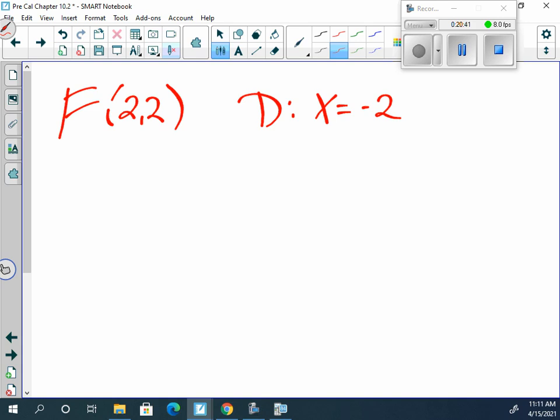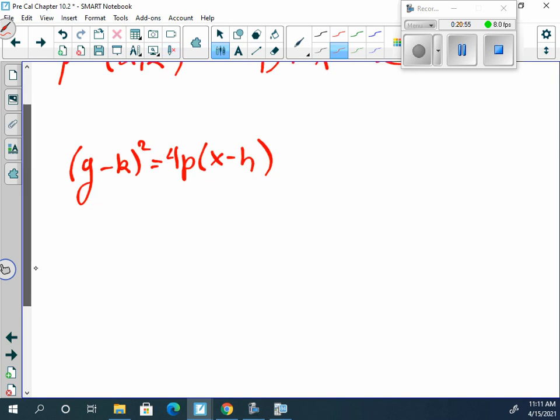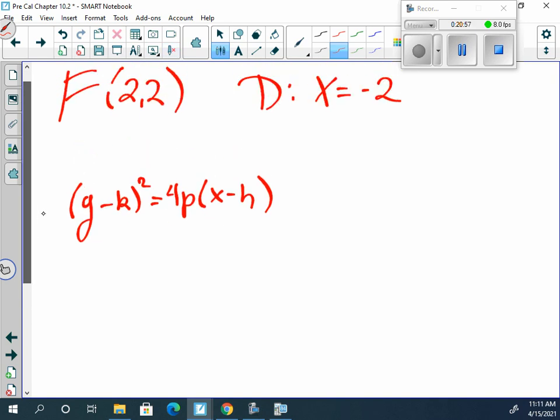It would be the second one because the directrix gives it away, x equals. So that means we're going to be using (y minus k) squared is equal to 4p times (x minus h). I'm going to go ahead and plug in what I already know. So y minus, do we know the value of k? Yes, it's 2. It would be 2. I don't know the value of p.